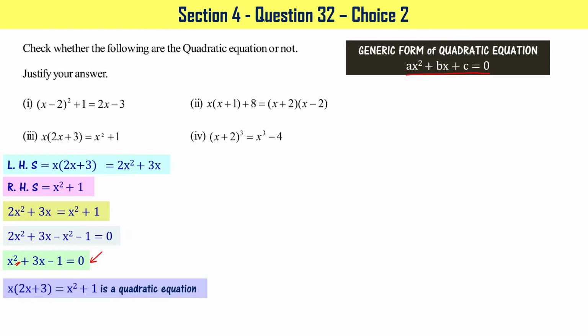Now we have to see the fourth part. LHS is x plus 2 whole cube.